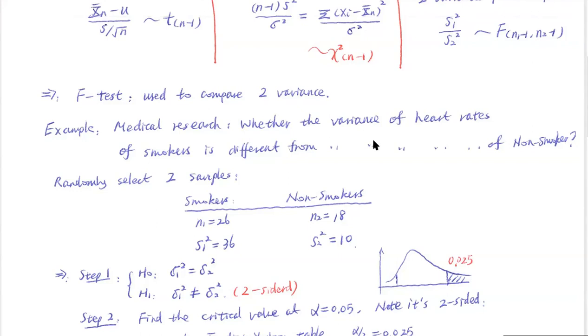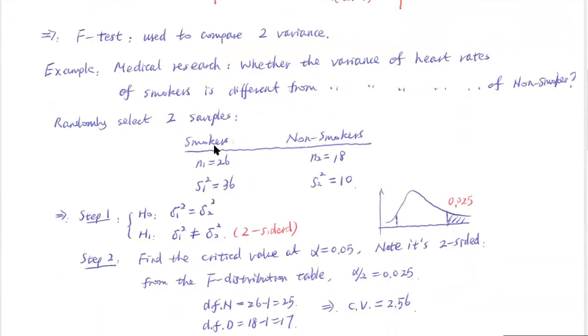Intuitively, we want to compare those two groups of people, smoker and non-smoker, right? Their heart rate change. So now we randomly select the data. We got two samples. Smokers, we got how many? 26 people, right? Non-smokers, we got 18 people. So that information is given. Also, we are given the sample variance. For the smokers, we got a sample variance of 36. For the non-smokers, we got a sample variance of 10, right?